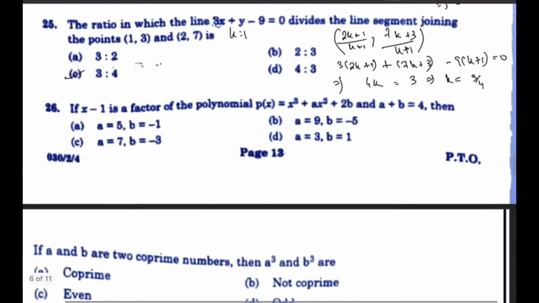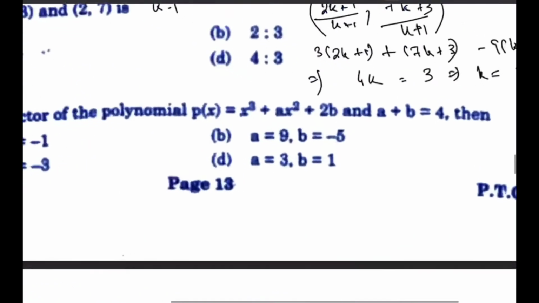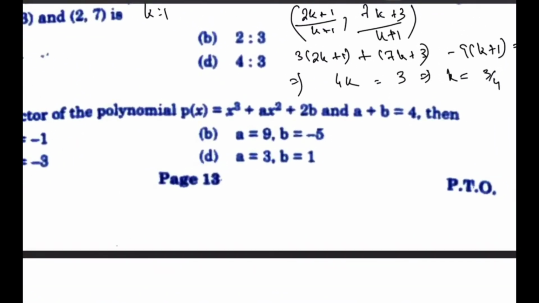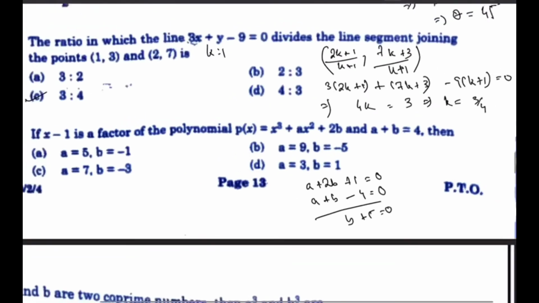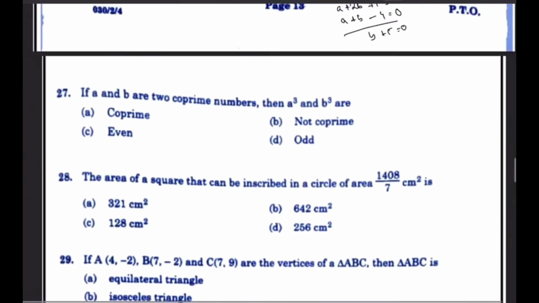x minus 1 is a factor of this, and a plus b equal to 4. If x minus 1 is a factor, so if we substitute, p of 1 we are expecting to be 0. So 1 plus a plus 2b plus 1 equals 0, and a plus b minus 4 equals 0. Just subtract them. What do you get? b plus 5 is 0, so b has to be minus 5. This happens in only one option. Fine. Okay, a and b are co-prime, then a cube and b cube are of course co-prime.